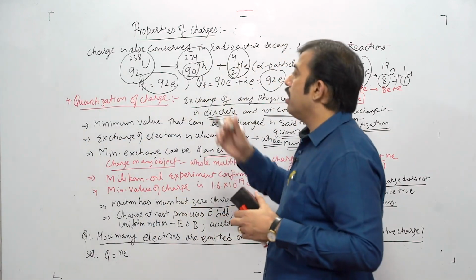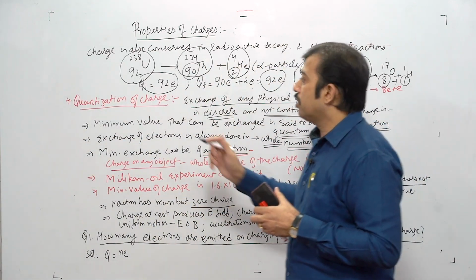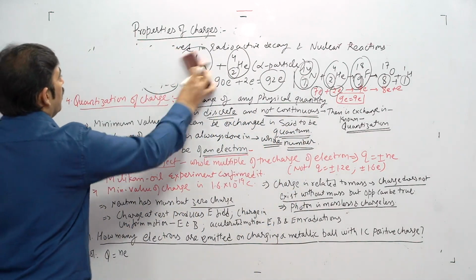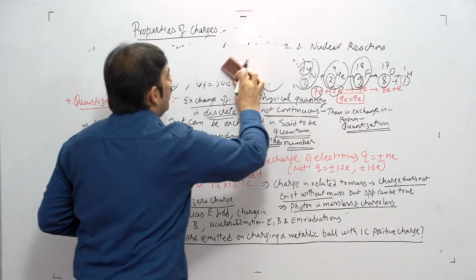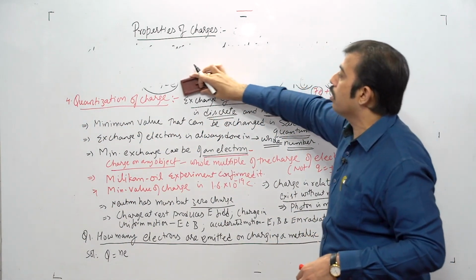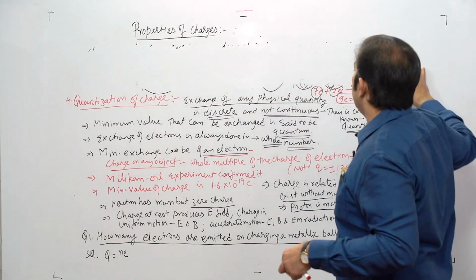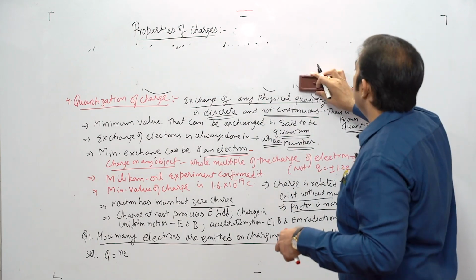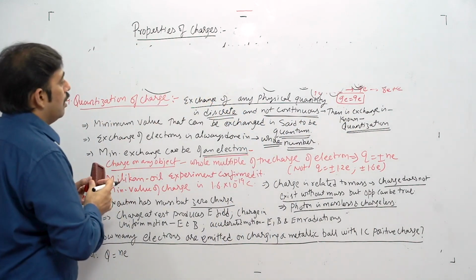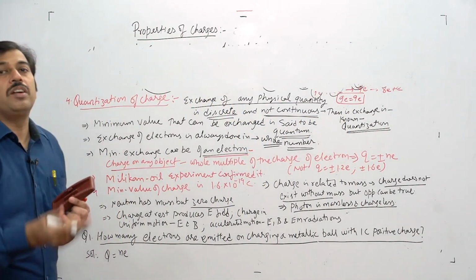Now what does quantization of charge mean? This term quantization itself is very important. Let me tell you why: quantization means that if we want to exchange a certain physical quantity, that physical quantity can be exchanged only in discrete amounts. Now what does discrete mean? That means something which is not continuous.